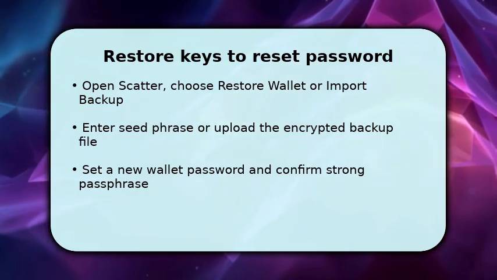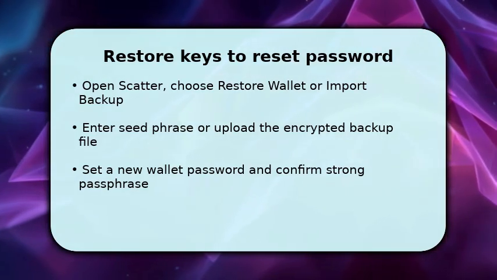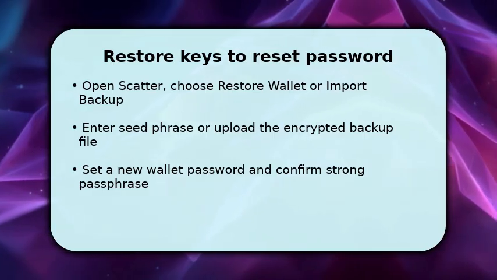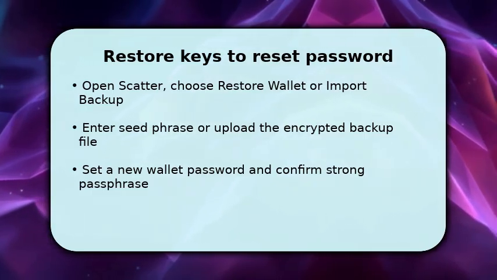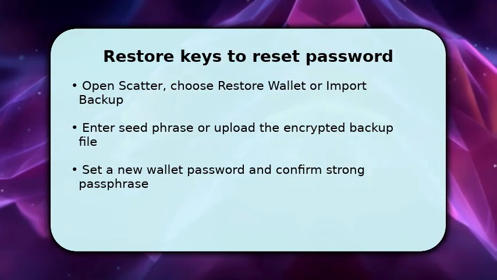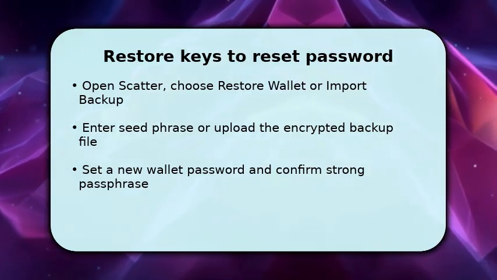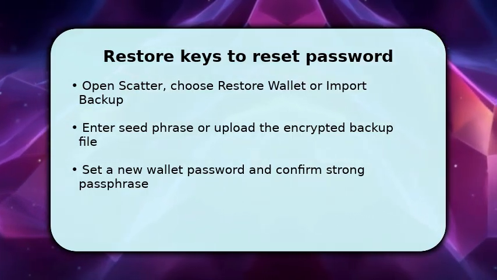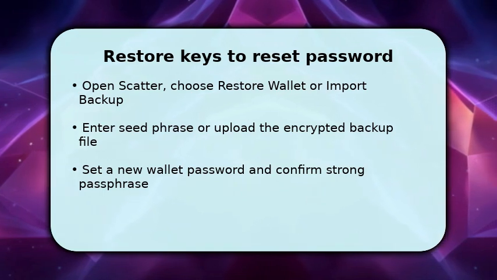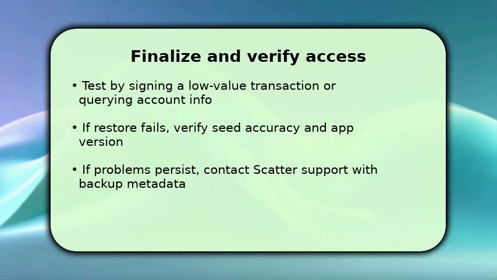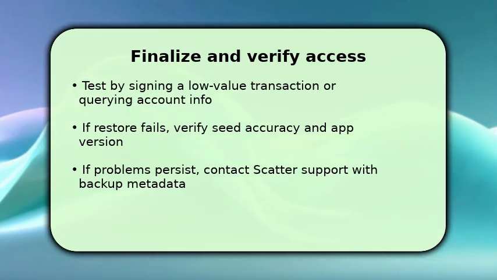After Scatter accepts the keys, you'll be prompted to set a new wallet password. Pick a unique, strong passphrase and confirm it twice. This new wallet password becomes your transaction password moving forward. Finalize by verifying access. Once restored, test with a low-value transaction or simply query your account balance and permission prompts.